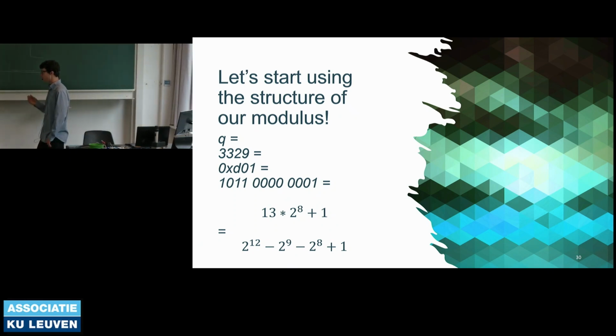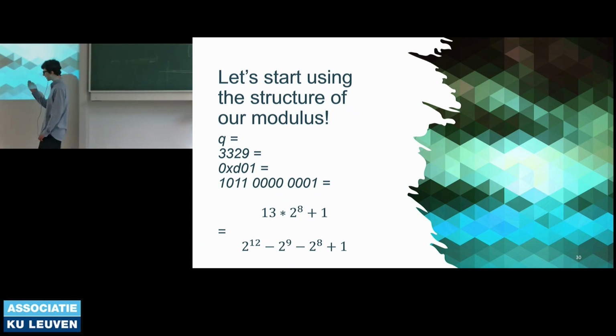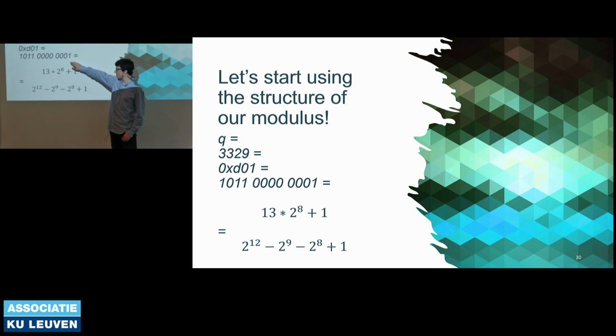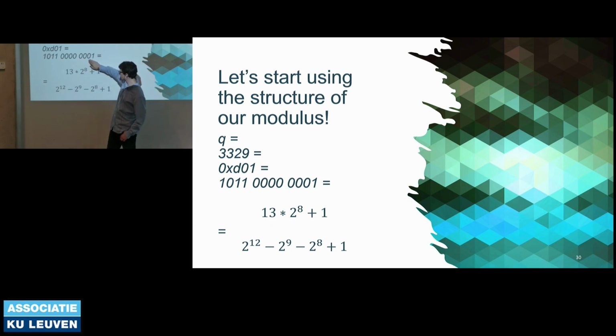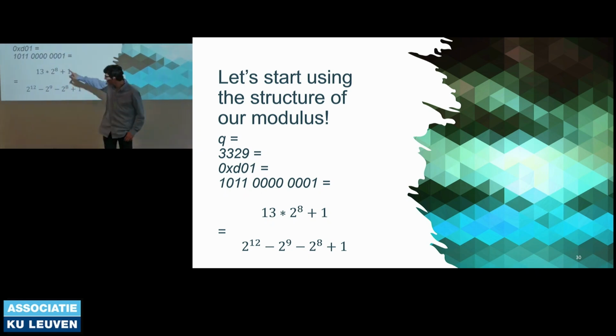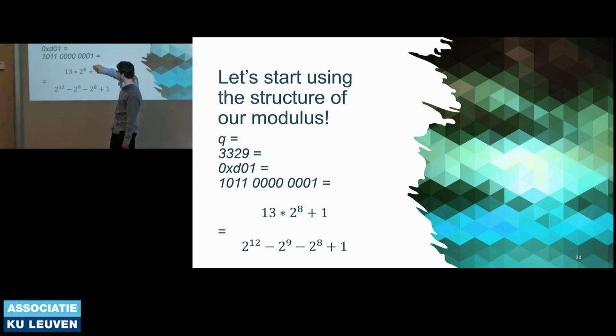Maybe we can do better, because this idea of looking at the structure of the modulus is really a promising one, right? We have q, and for Kyber this is 3329, which if we write it in hex is D01, or in binary it's 1011, and then 7 bits of 0, and then a single 1. So not many ones in here. When you multiply with this, you really just have to look at every single one, and those are your additions.